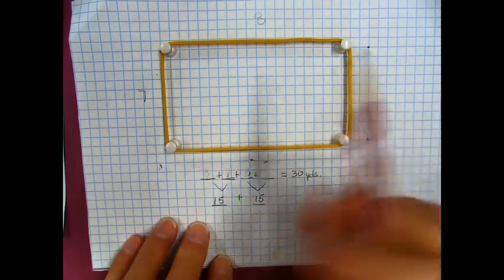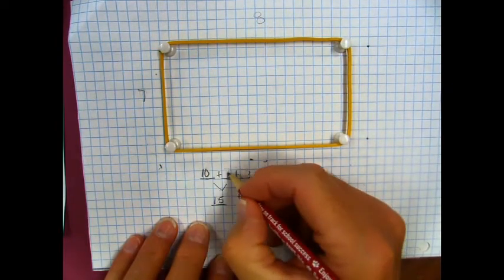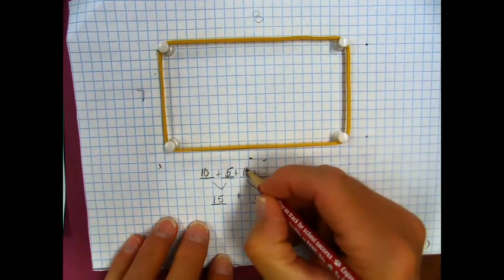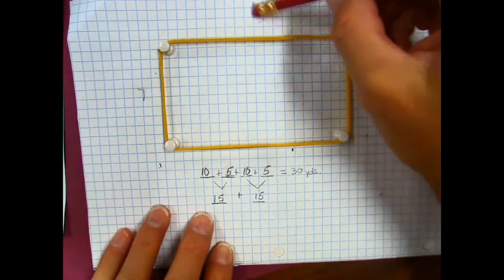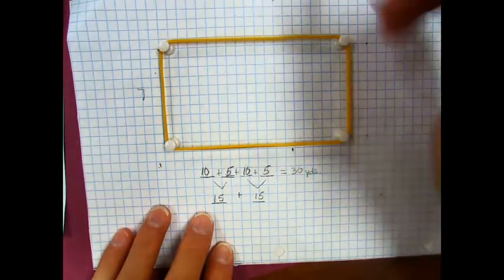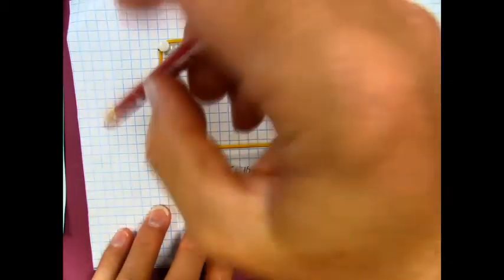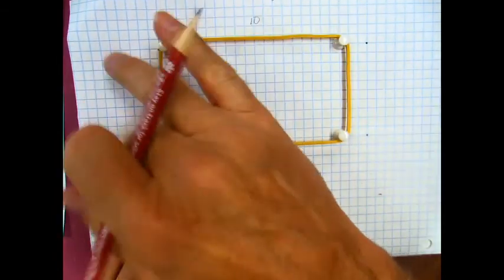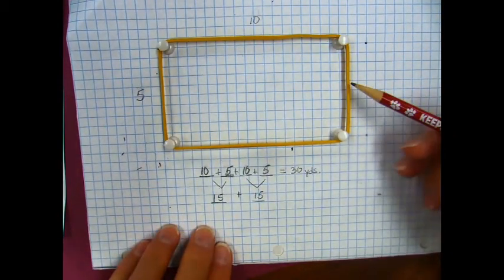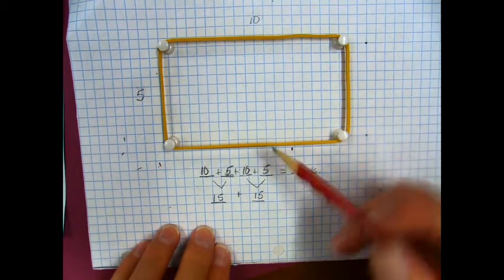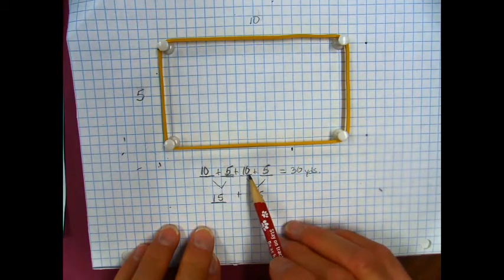So this longer length would be 10, and the width would be 5. And this would be 5, and this would be 10, right? So we have 10 plus 5 plus 10 plus 5. That's going to equal 30 yards for our perimeter.